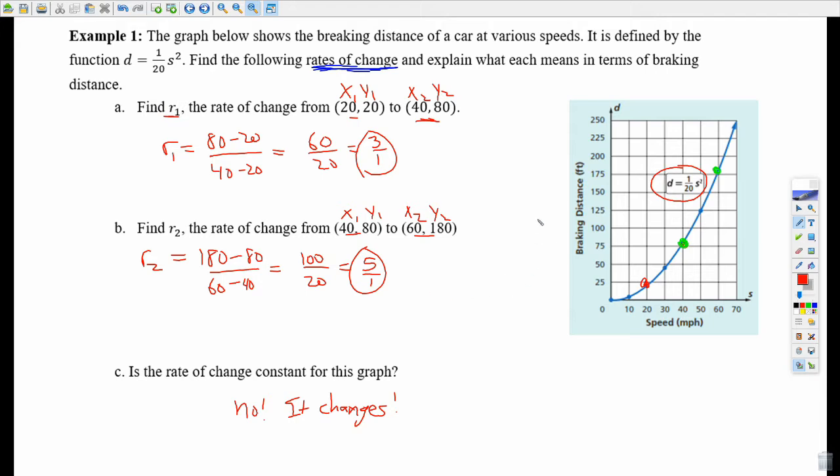And also, what are we even talking about here? It's your speed and then your braking distance. So your y value is your braking distance. So we're finding your feet, your distance per 1 mile per hour. So this would be like it would take 3 feet per 1 mile per hour to stop. It's your braking distance. So 3 feet per 1 mile per hour. In this case, when you get to higher speeds, of course, when you're at 80 or 180 miles per hour, it would take 5 feet for each mile per hour to slow down.